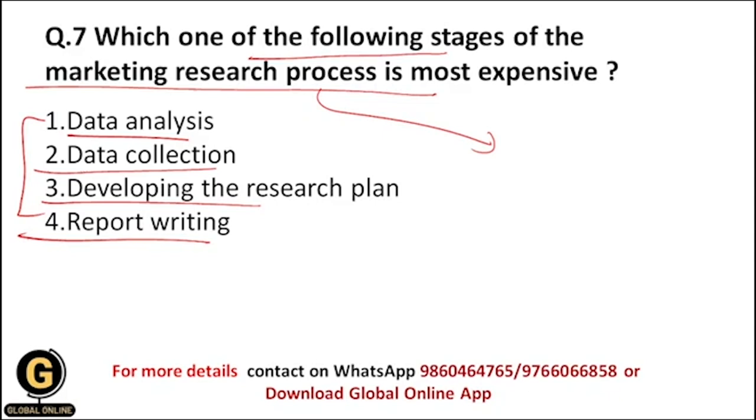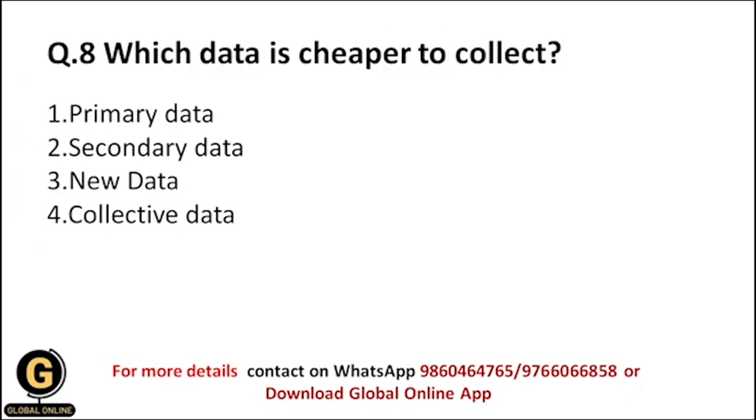And that's why over here the most expensive stage in marketing research is data collection, because here we need lots of data from lots of people, since we are going to study marketing trends. Okay, and that's why to collect the data we need a lot of funding. As well, here data collection requires lots of time. Okay, and that's why the data collection process over here is most expensive. Okay, which data is cheaper to collect? Now which data is cheaper to collect, whether it is primary data, secondary data, new data, or collected data?